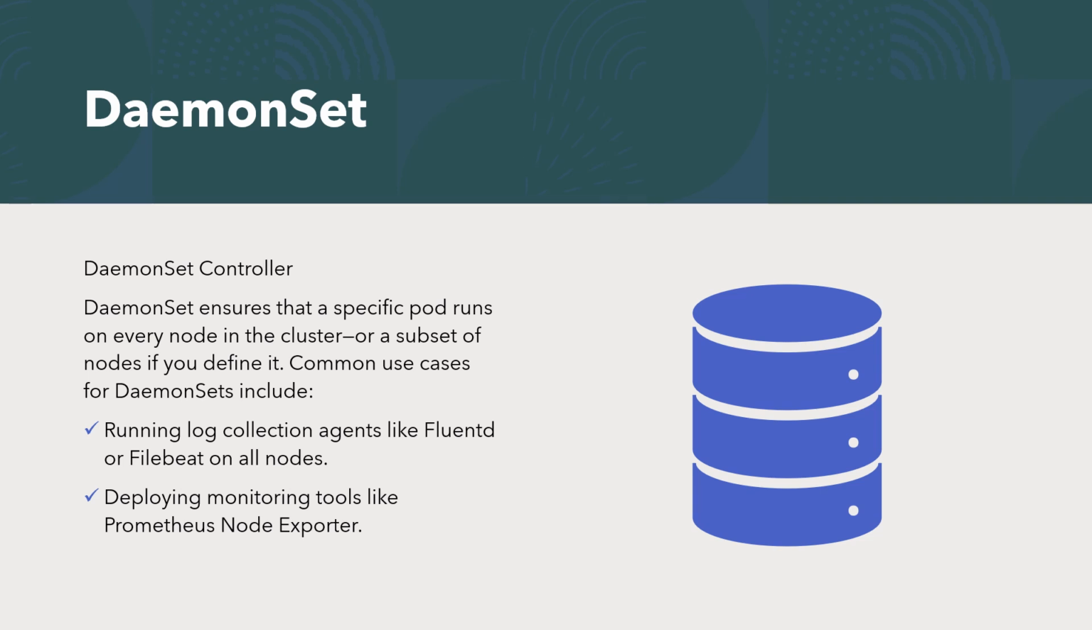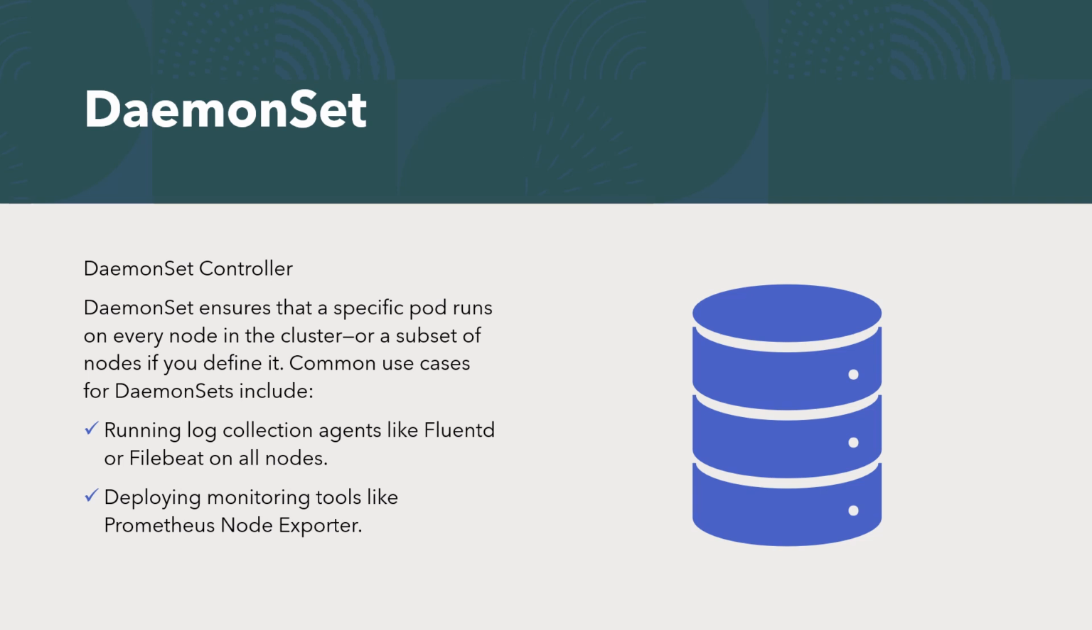Use cases. System monitoring: tools like Prometheus Node Exporter or Datadog Agent. Log collection: applications like Fluentd or Filebeat to collect logs from all nodes. Networking services: services like Calico, Flannel, or other CNI plugins. Custom node-level operations: running custom scripts or agents on every node.